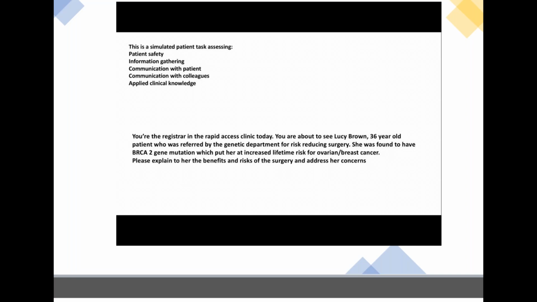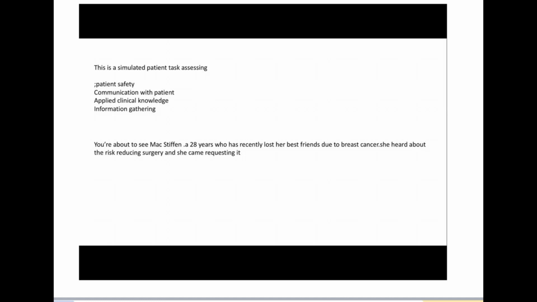So let's have a look at the first station. This is a simulated patient task. You are about to see Mac Stephen, a 28-year-old who recently lost her best friend due to breast cancer. She heard about the risk-reducing surgery and she came to request it.